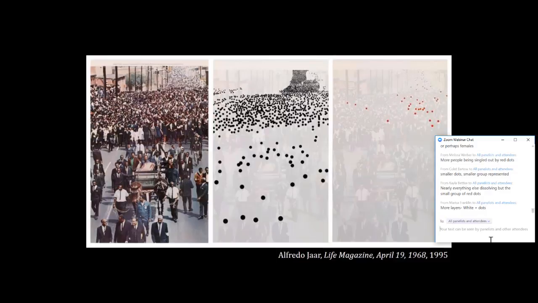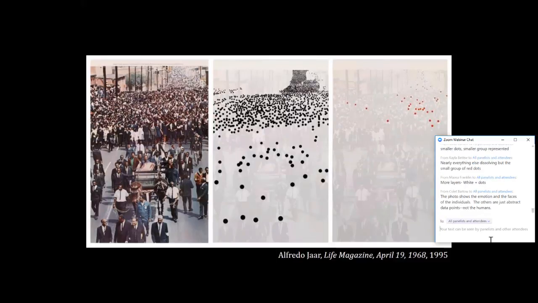We should have called this webinar Layers. Many layers. Yes. The photo shows the emotion and the faces of the individuals, and then it kind of becomes these data points. It's an interesting choice. He chose to use a triptych.